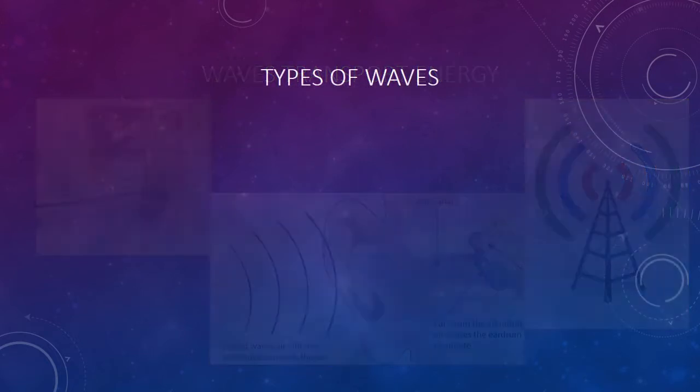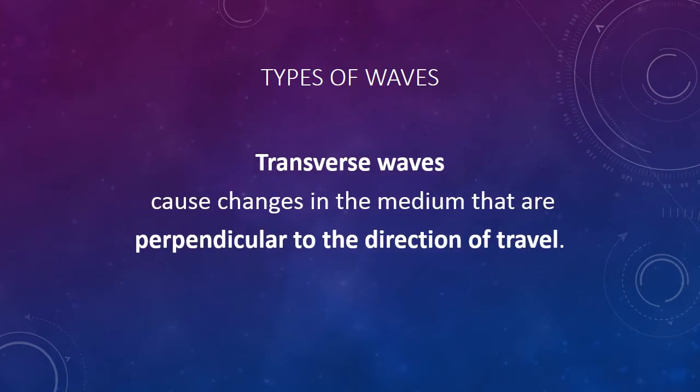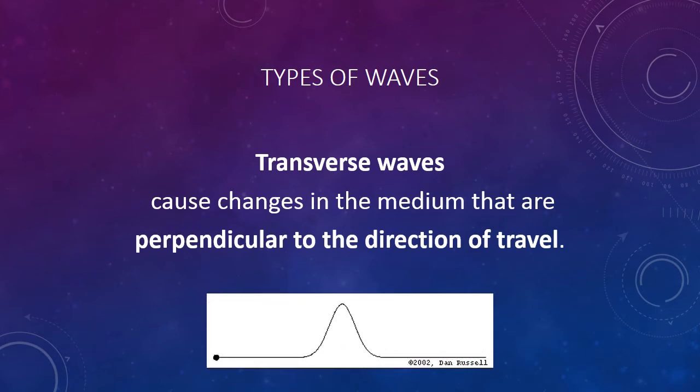We have two types of waves that are categorized by the way they travel. Transverse waves cause changes in the medium that are perpendicular to the direction of travel. For example, waves in a rope or a string are transverse waves. If I shake a rope up and down, the waves move across, perpendicular to the direction that I move the rope.